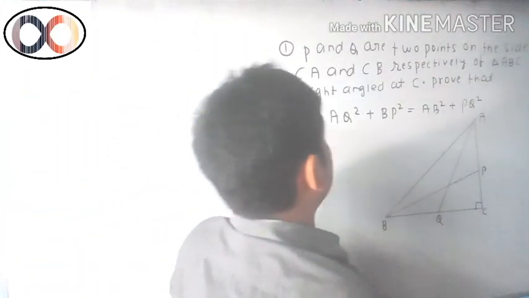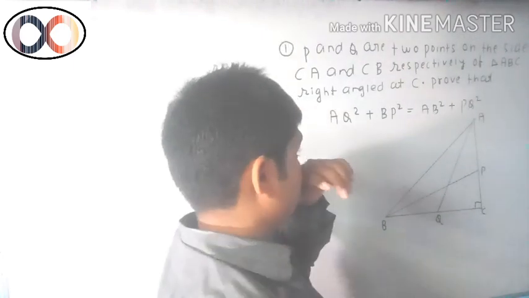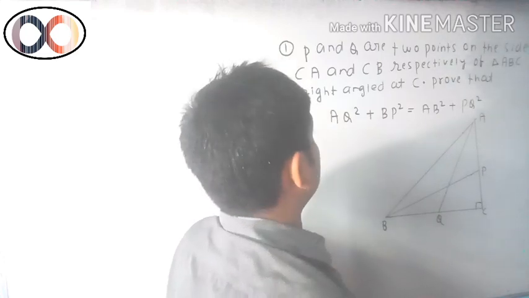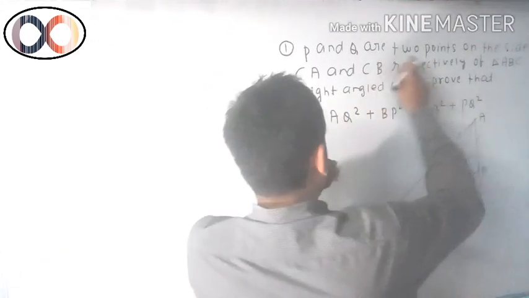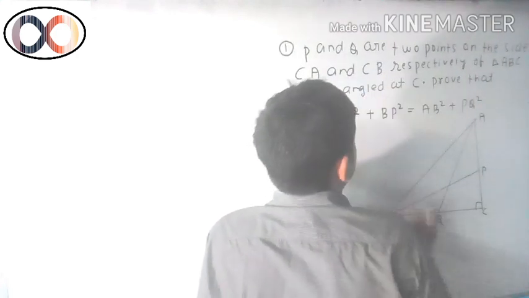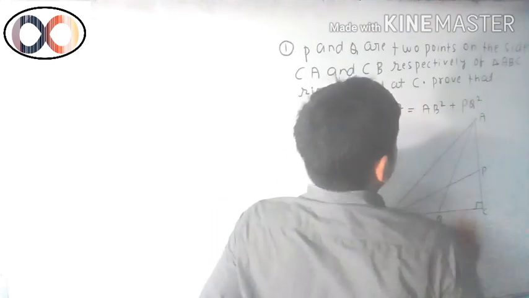Hello students, today we are going to solve some more questions regarding the Pythagoras theorem. First of all, you can see some of the questions. P and Q are the 2 points on the side CA and CB of the right angle triangle ABC.